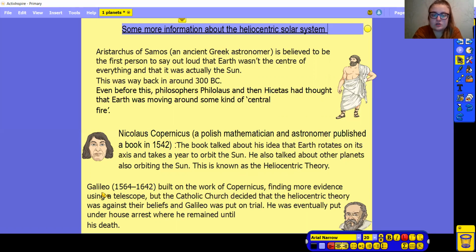Galileo, who lived from 1564 until 1642, built on the work of Copernicus and found more evidence using a telescope. But the Catholic Church decided that this theory, that the sun was in the centre and all of the other planets and Earth went around the sun, was against their beliefs. So Galileo was put on trial. Eventually he was put on house arrest, where he had to remain until his death. Because he spoke out about the evidence he found using the telescope, that the sun was actually in the centre, the church didn't support it, so they arrested him.